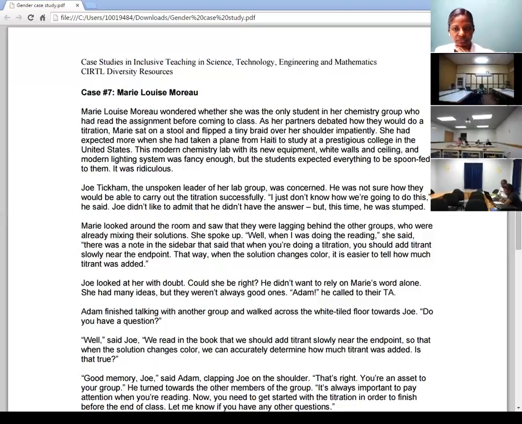Well, it says this modern chemistry lab with its new equipment, white walls and ceiling, and modern lighting systems was fancy enough. Right. To die for. Yeah, nothing like my labs when I was learning. Quite understand.